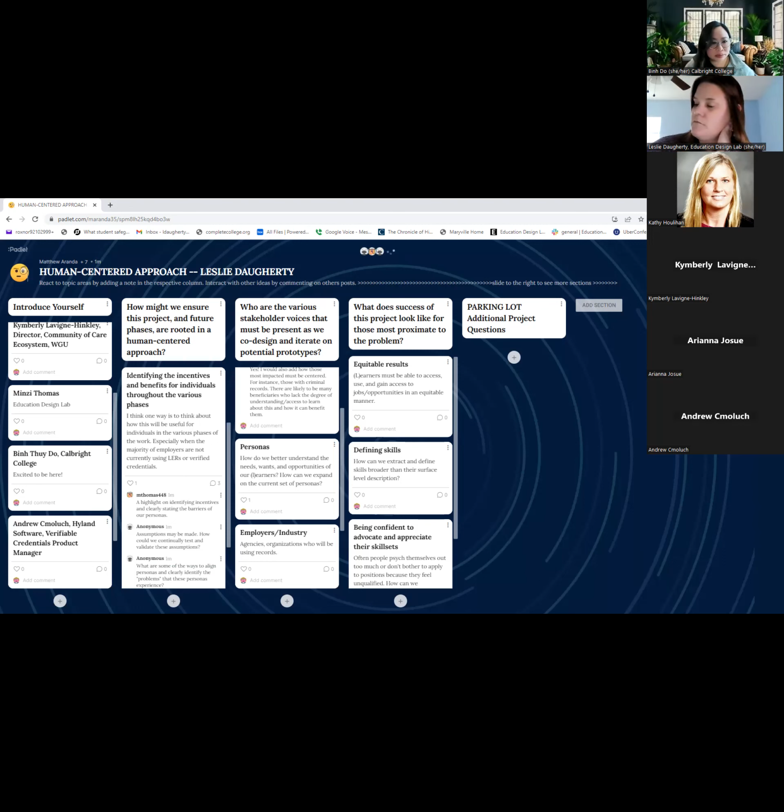And I think that not enough information is out there and directly written for individuals on what this is, why we are doing it, and how it will benefit them in the future. It's part of the work that I'm hoping to do within the community of care LER work at WGU. But I think that that's going to be really significant.